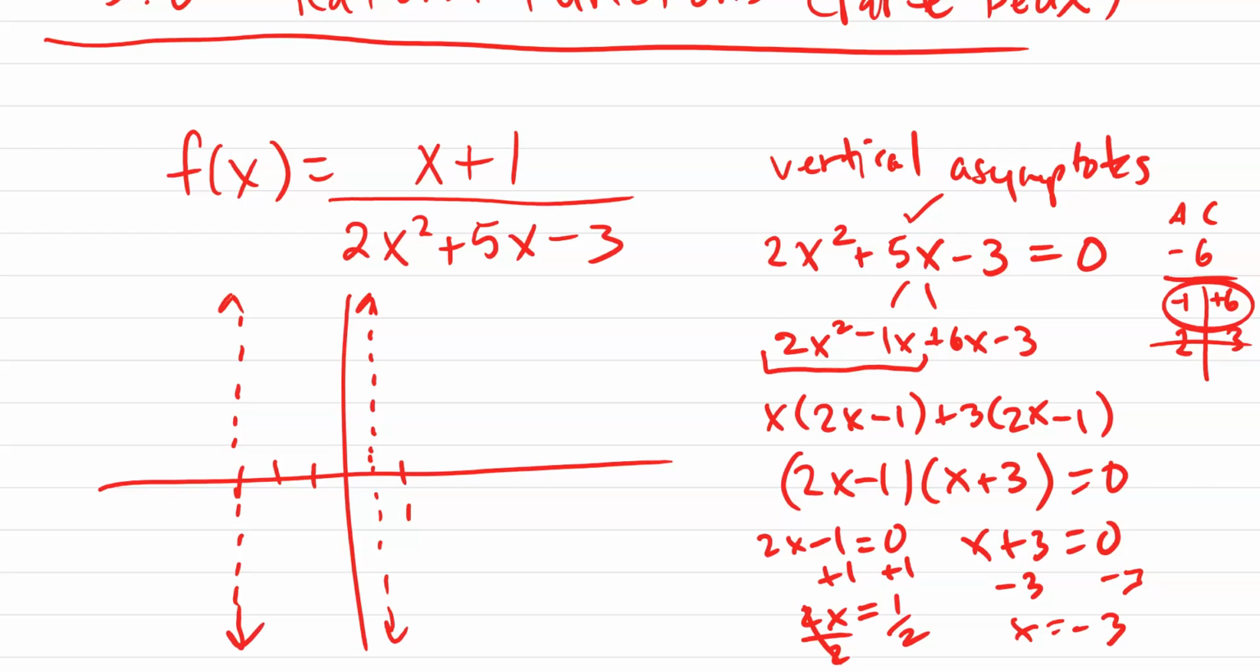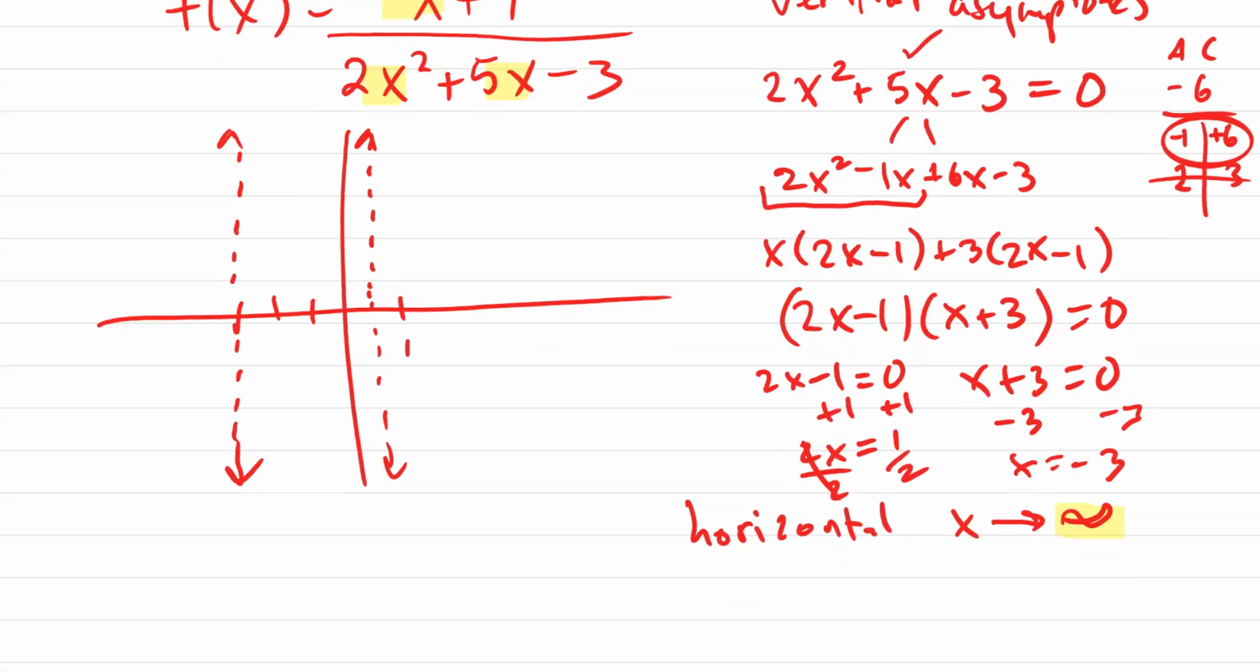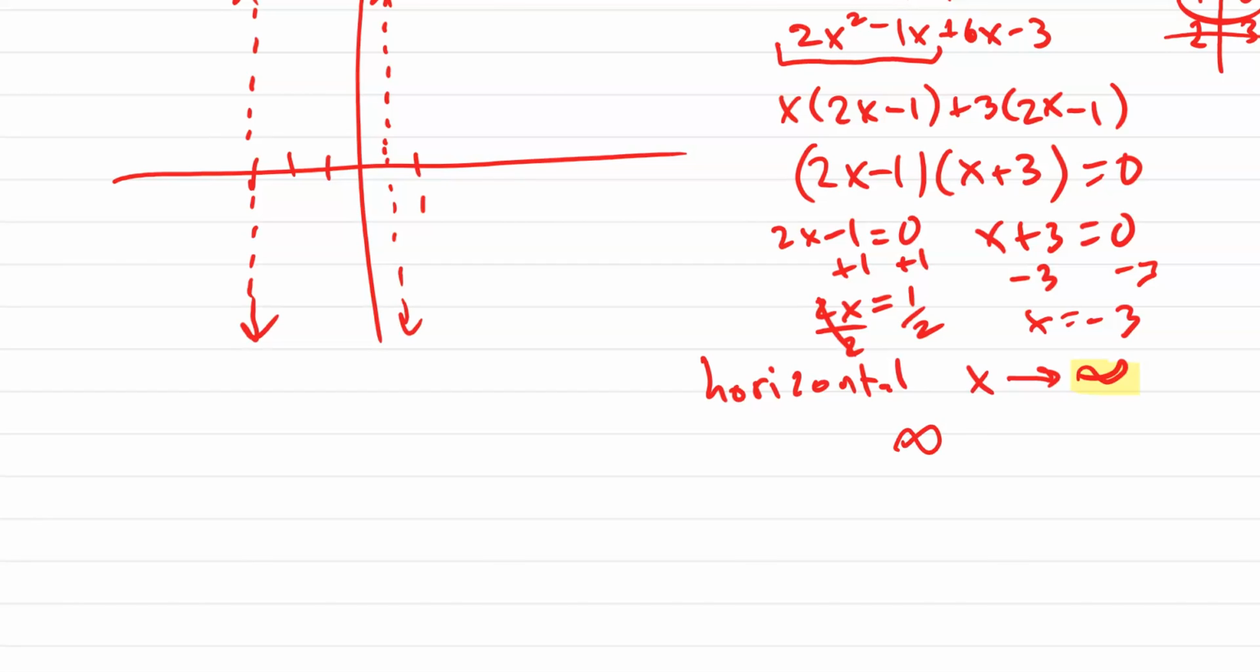How do I get the horizontal asymptote? First of all, I wouldn't even be able to do a long division on this one. So for the horizontal, you really need to think about what happens when x gets big. That's where we get asymptotes on these types of graphs. So everywhere there's an x, we're going to put an infinity. As x approaches infinity, what happens to the y? Well, we have infinity plus 1 over 2 infinity squared plus 5 infinity minus 3.